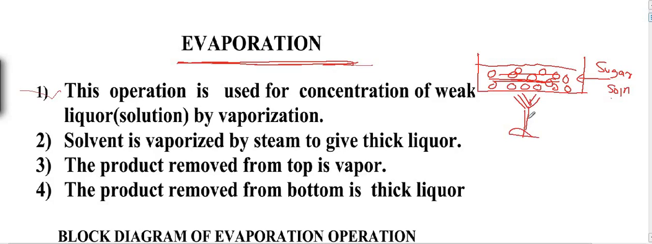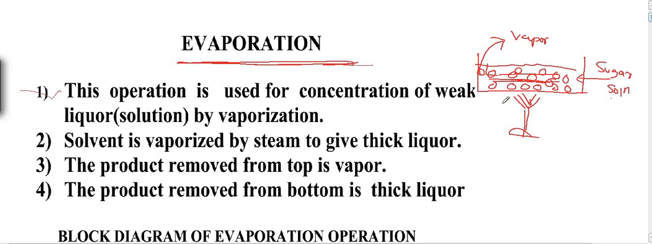what happens? Only water molecules get vaporized, and that vapor is removed. Here water molecules transfer from the liquid phase to the vapor phase, and by this the concentration of sugar in the solution increases.